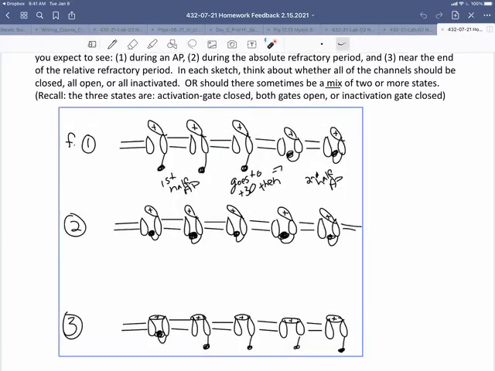Then relative refractory period, you might have some of them reset, but not enough to get you an action potential. And then toward the end of the relative refractory period, you would have a few still inactivated, but some activated and ready to go, some reset and ready to go, closed and ready to go.